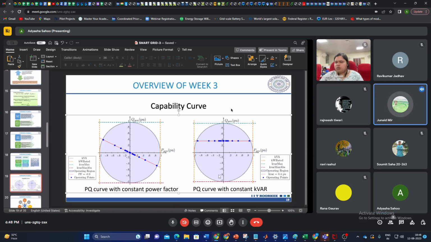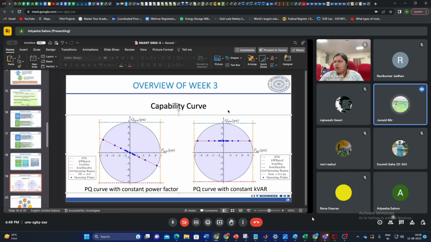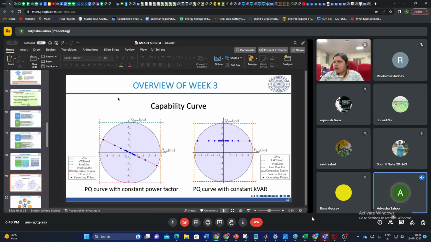Ma'am, as a battery is a resistive element, it will share the active power. So how can it provide reactive power? Is a battery purely resistive? If you have seen the equivalent circuit, it is capacitive as well. Okay, R and C components. So basically, do the batteries store energy in the form of DC power or AC power?